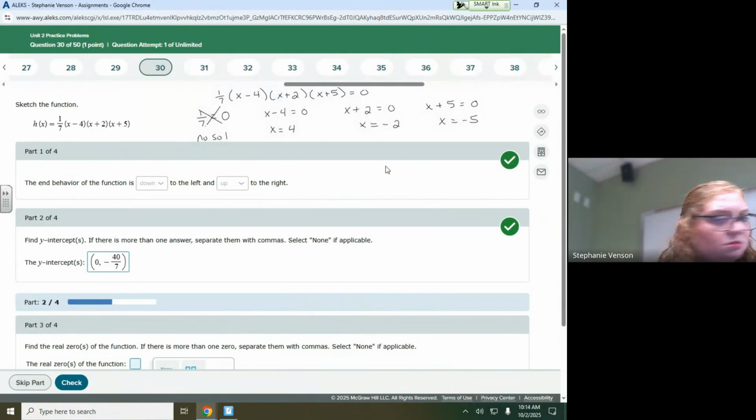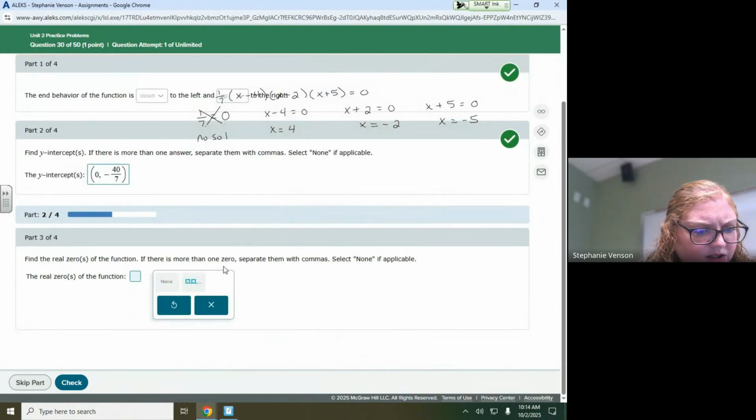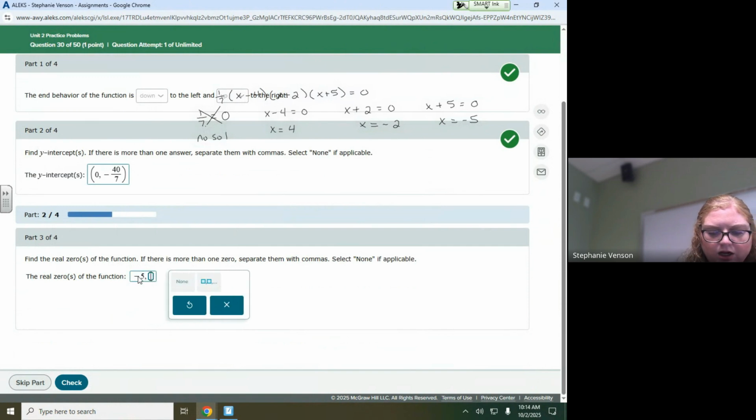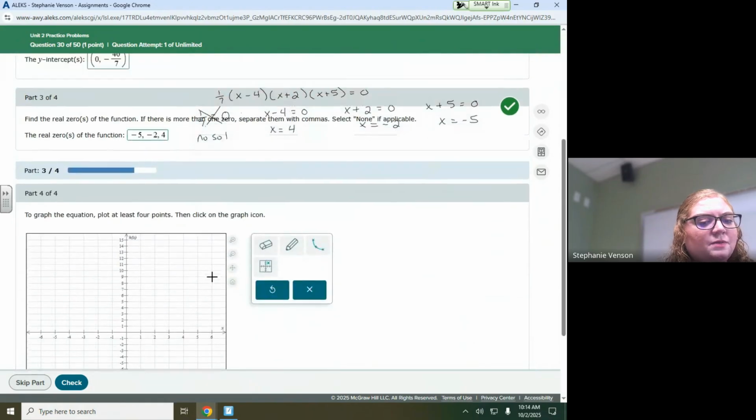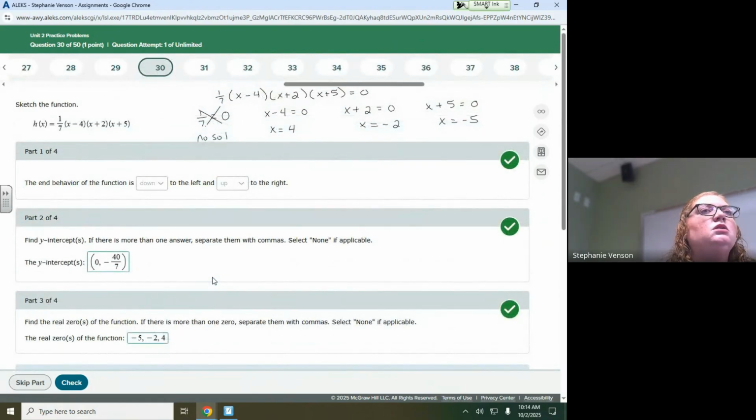So 4, negative 2, and negative 5. And how does it ask us to list them? It says just to separate with commas. So we're not writing them as an ordered pair like we did with the y-intercept. We're just separating them with commas. So negative 5, comma, negative 2, comma, 4. Okay, any questions about those 3 parts?